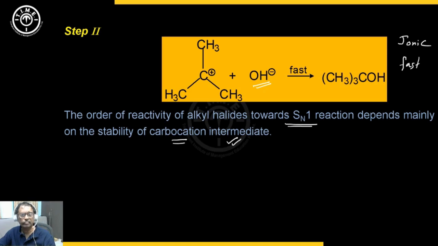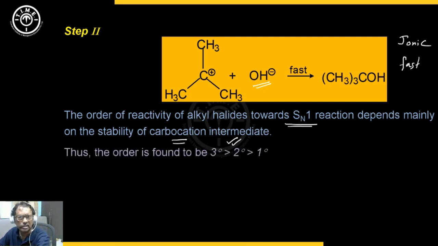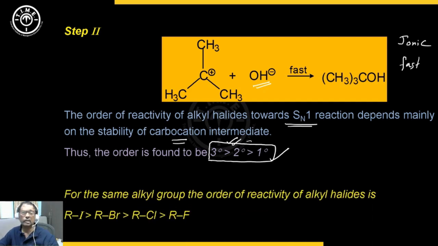Now the order of reactivity of the SN1 reaction will depend on the stability of the carbocation. Carbocation is the intermediate in this. So we said 3 degree carbocation is more stable than 2 degree, which is more stable than 1 degree. Therefore, the reaction rate also follows the same order: 3 degree more than 2 degree more than 1 degree. Is that clear? Then, among the halides, you know that I is a good leaving group. So when I goes out easily, we get the R plus, and once the R plus is formed, the SN1 reaction happens, and therefore alkyl iodides are more reactive than bromides, which are more reactive than chlorides, which are more reactive than fluorides. I hope this is clear.